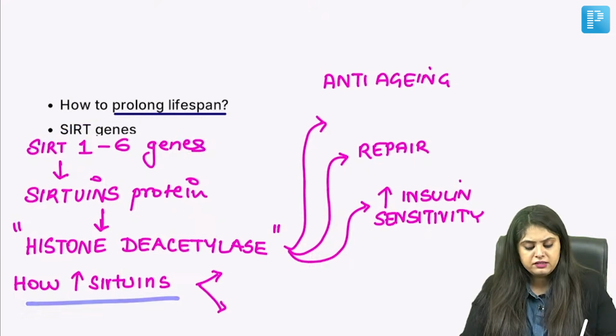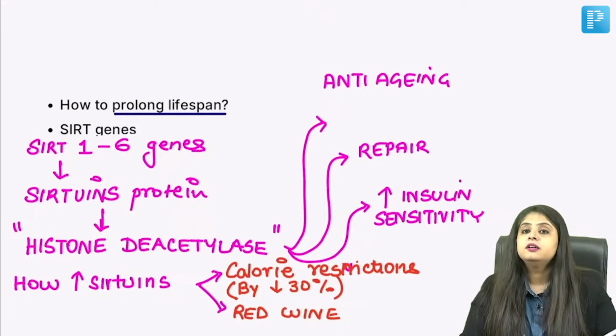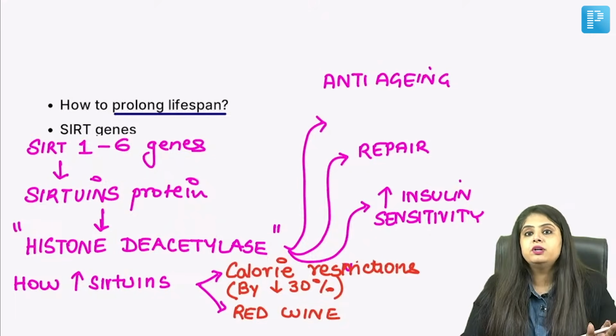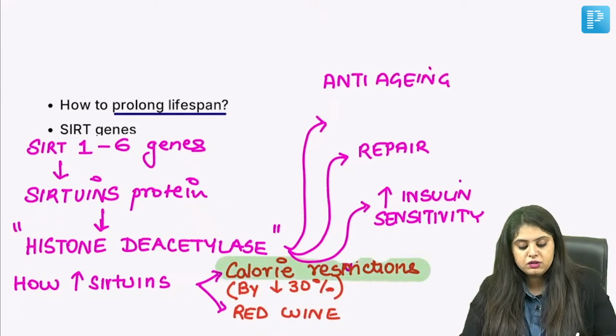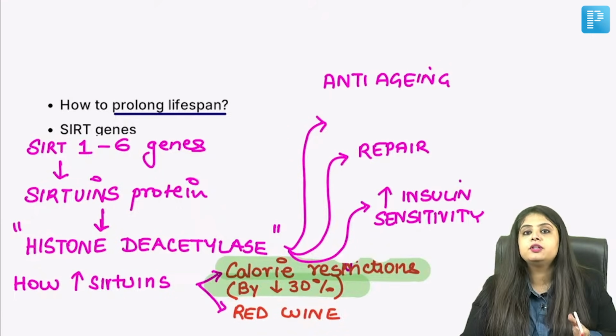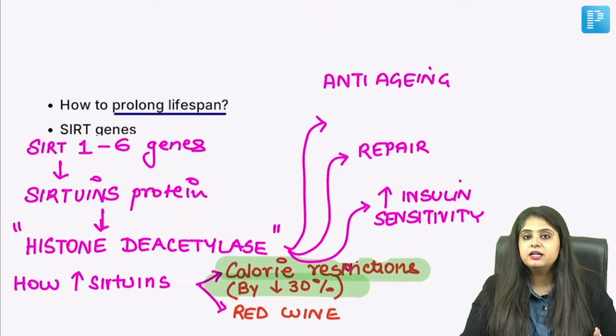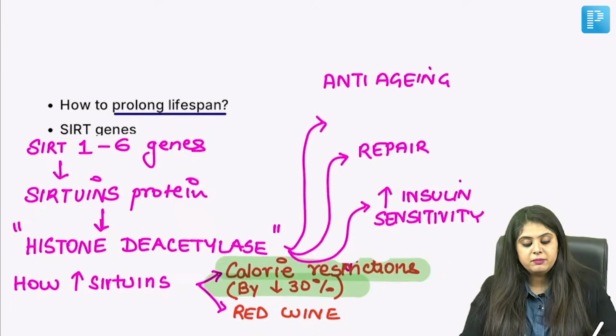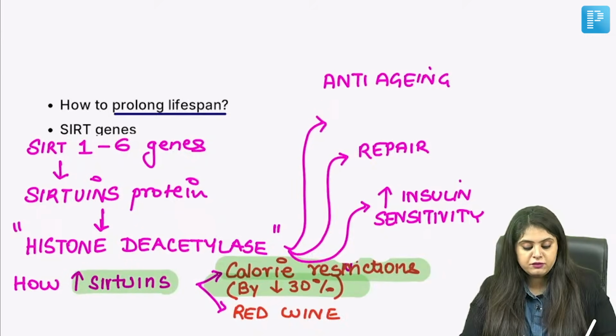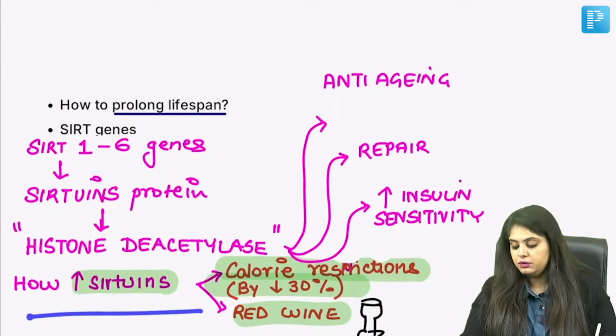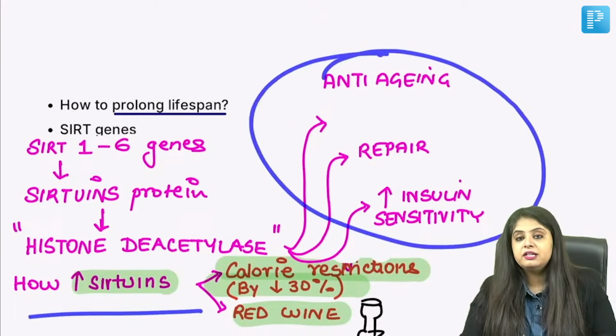How can I increase the Sirtuin? Number one, I'll say, stop eating food. Doesn't mean don't eat food. They are saying decrease your calories by 30% of what you're eating right now. So if you calculate whatever you're eating right now, if you decrease it by 30%, that can help you live longer by increasing Sirtuins. And secondly, of course, what everyone will be very happy to read is going to be red wine consumption. So red wine consumption se bhi Sirtuins increase, and that is how it can help in all of this.